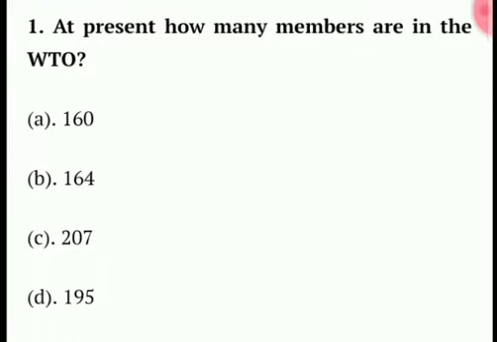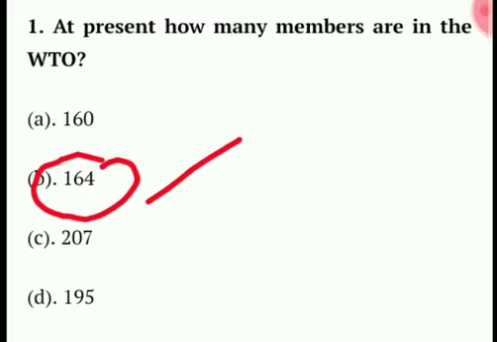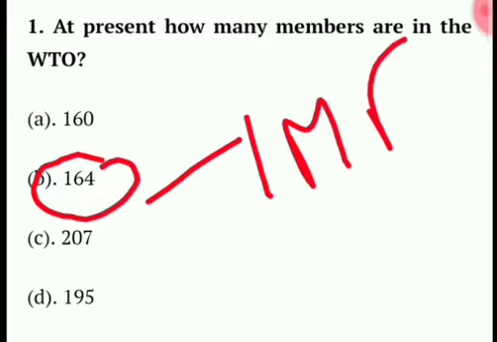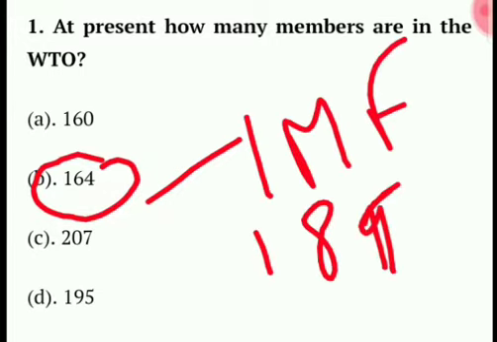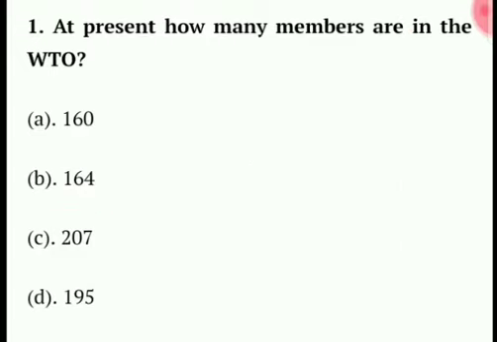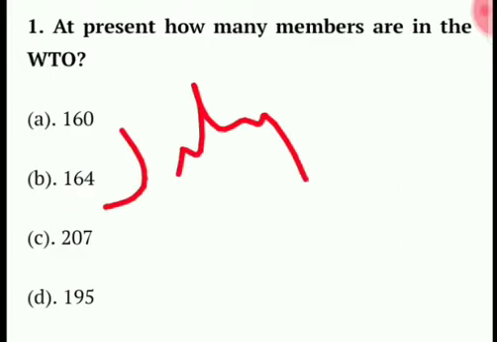Now your first question is: at present, how many members are in WTO? Right now WTO has 164 members. Keep this in your mind. Yesterday we did the unit on IMF, where there are 189 countries, but in WTO there are 164 countries. This is as per the July 2016 information.